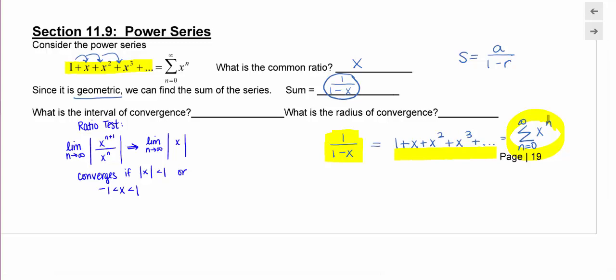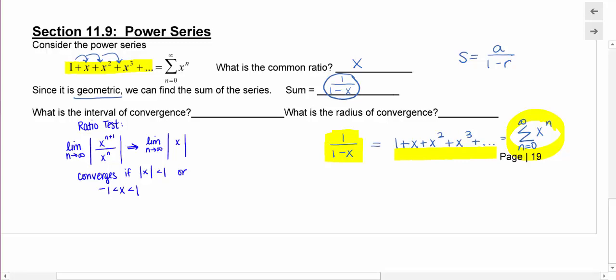Maybe not necessarily for a 1 over 1 minus x type case, although I still think it's easier. But maybe, for example, like sine of x, I can turn that into a power series as well.